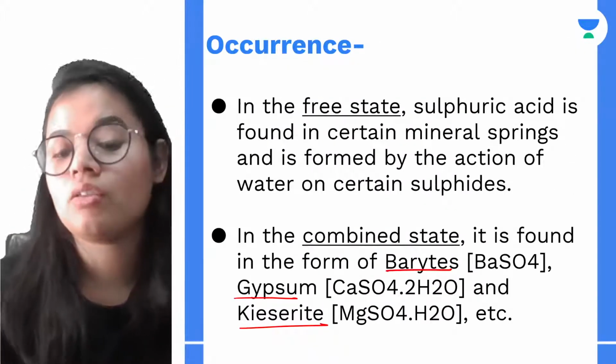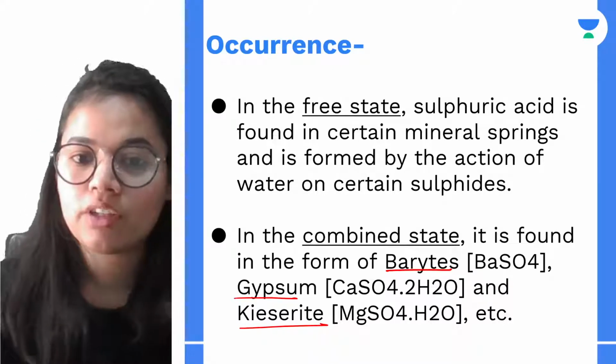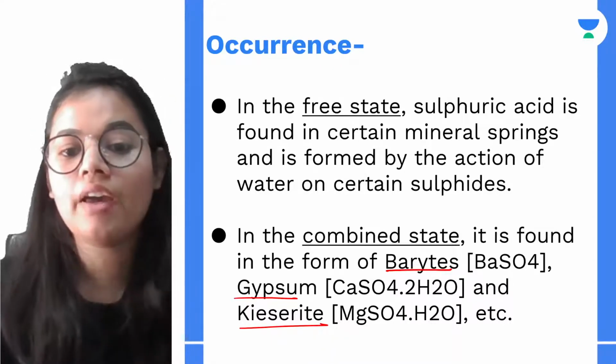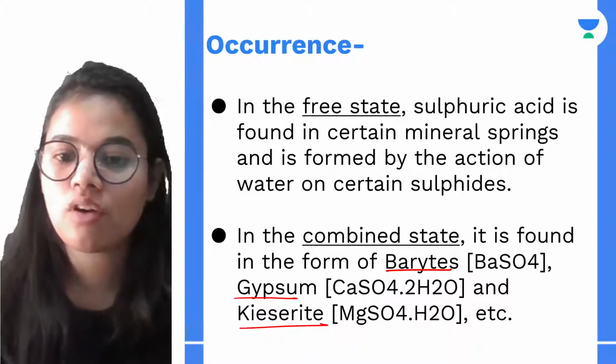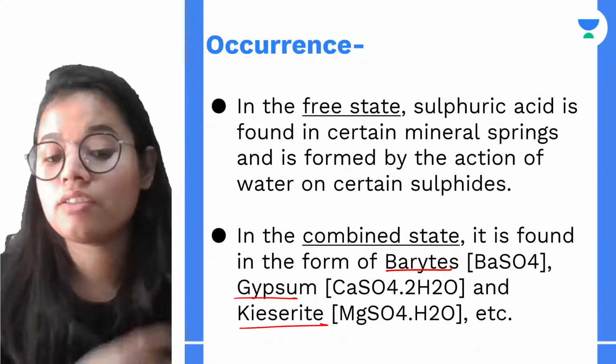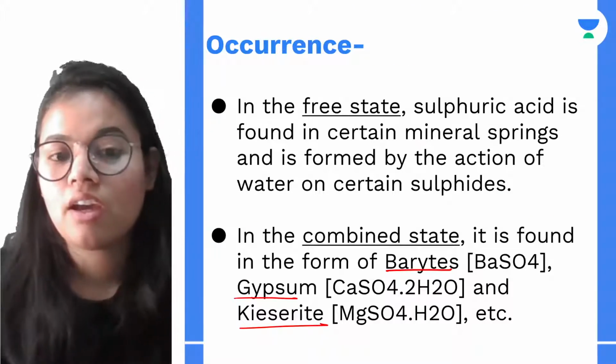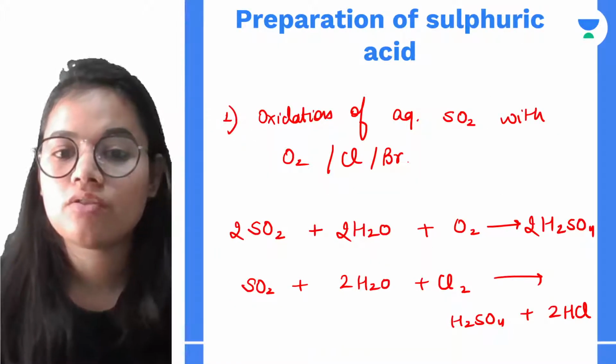Next is occurrence. In the free state, it is found in mineral springs, and it is formed by the action of water on sulfides, and in the combined state, it is found in the form of barytes, gypsum, or calcarite. Then is preparation of sulfuric acid.